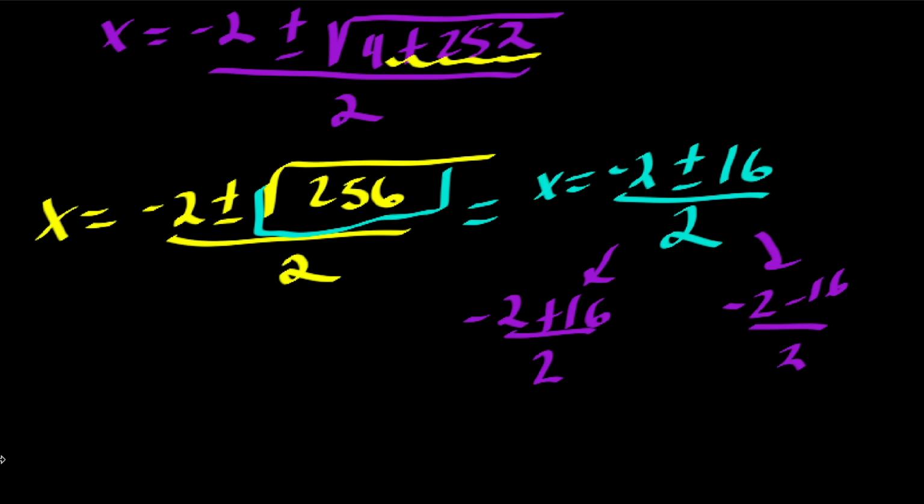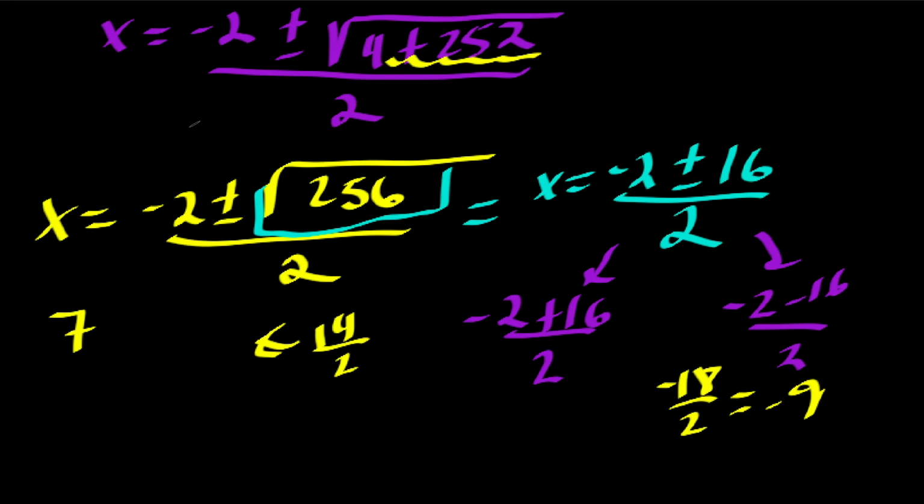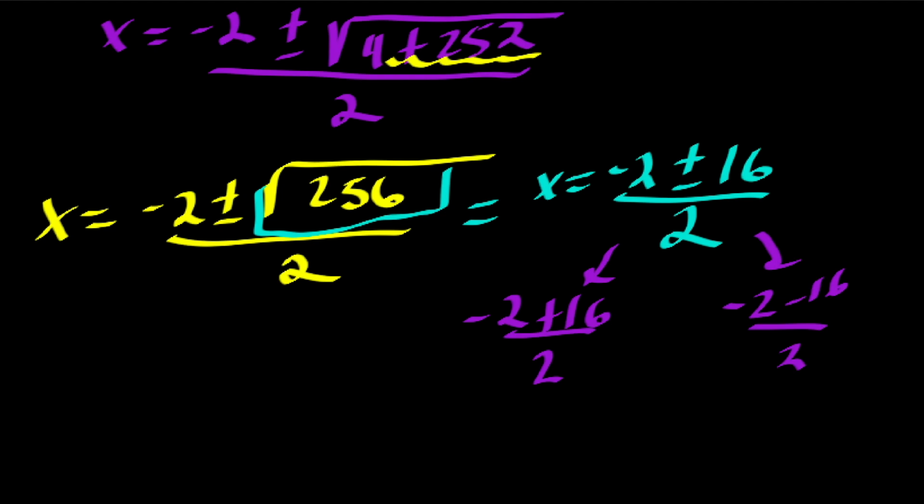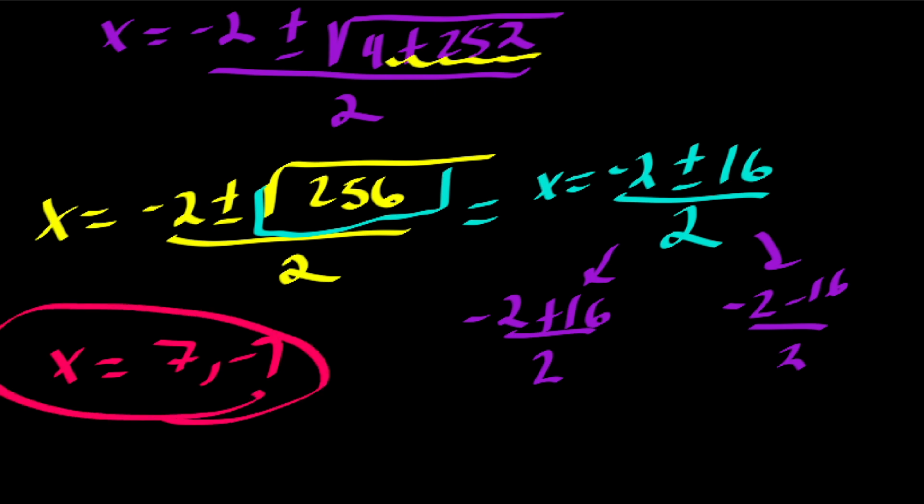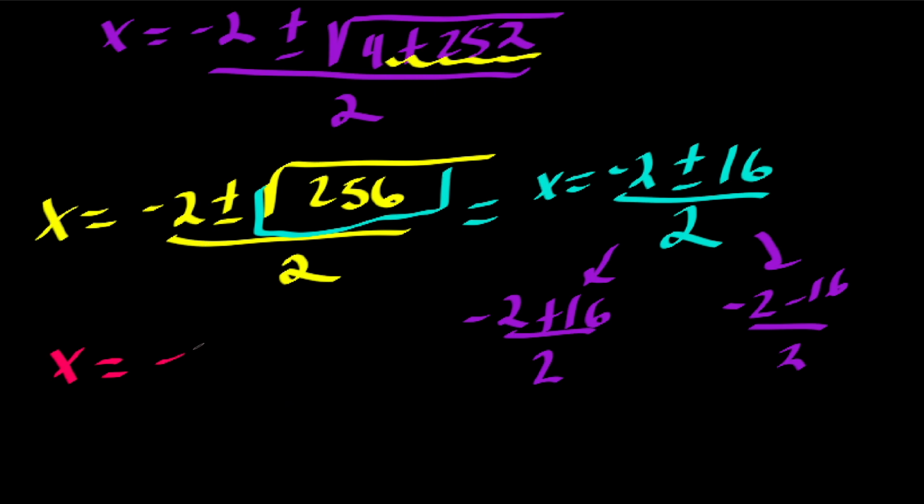So let's see, this first case would give me 14 over 2, which is going to equal 7. So 7 is one of my x values. And this other case would give me negative 18 over 2. So my other x value would be negative 9. So let me get rid of some of this just so we have room. All right, so now we can say x equals positive 7, negative 9, and those are my two x values.